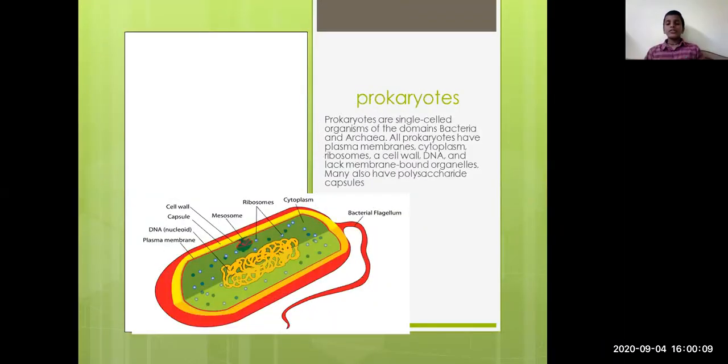You can see the structure of a prokaryote. This is a bacteria cell. You can see a bacterial flagellum, which is its tail, a green color liquid cytoplasm, blue color spots, ribosomes, and a green color structure going into the cytoplasm, which is the mesosome, and a yellow structure, the cell wall, capsules, DNA nucleoid, and plasma membrane.